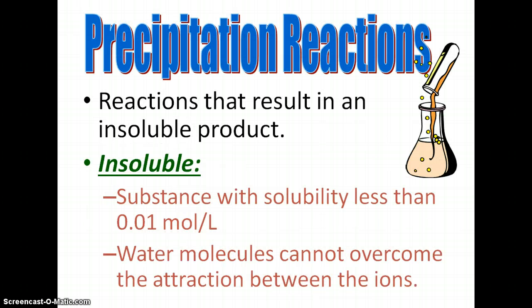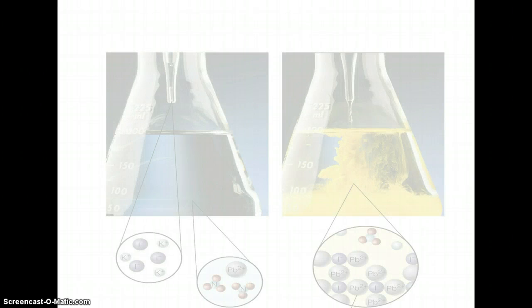All right, when we're writing these ionic equations, we're trying to identify a precipitation reaction if it's occurring, which is basically if there's an insoluble product. And when something is insoluble, that means it doesn't dissolve very well in water, and water molecules are not able to overcome the attraction between the ions to break them back into component ions.